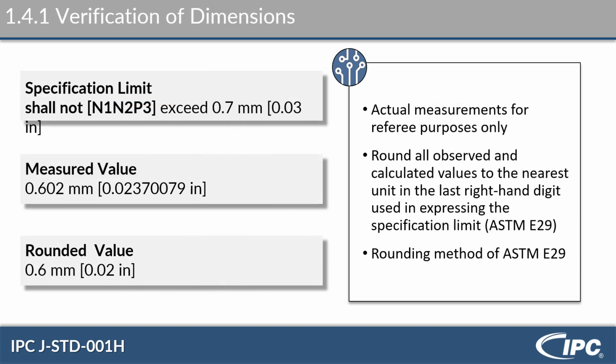Verification of dimensions. Especially when we're doing surface mount, we're talking about a very, very thin amount of solder. Actual measurements should be for referee purposes only. Referee purposes means if you can't tell if it's a pass or not, then you measure it. Usually it's done by eye.